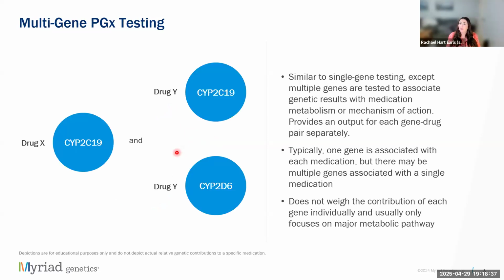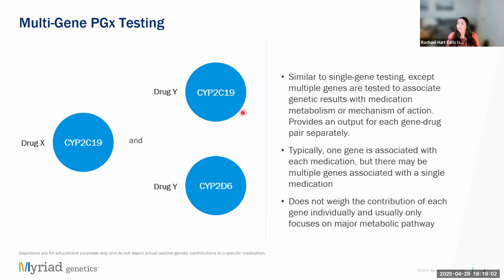Another type of testing is called multi-gene testing. Like single gene testing, except multiple genes are tested to associate genetic results with medication metabolism or mechanism of action. A multi-gene pharmacogenomic test does not account for some genes having a larger or smaller impact on medication outcomes than others. And it can result in different treatment recommendations for a single medication.